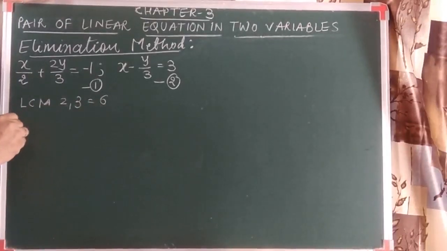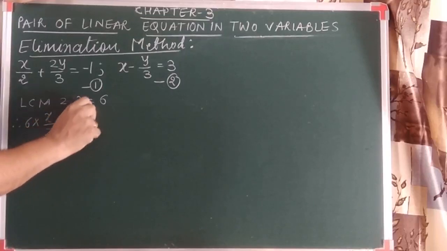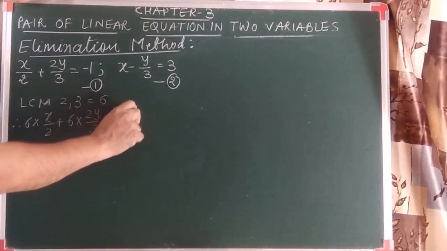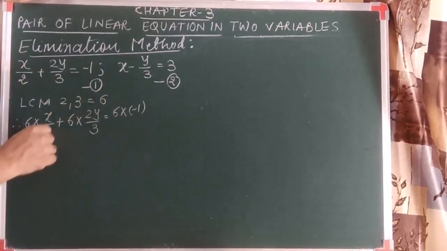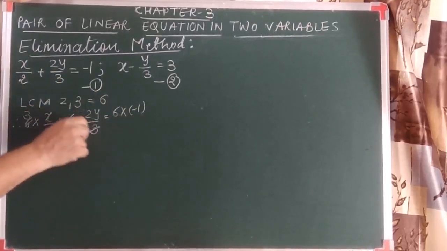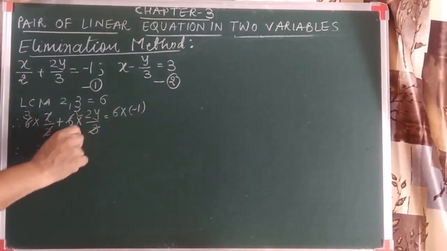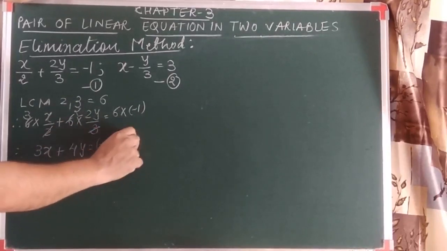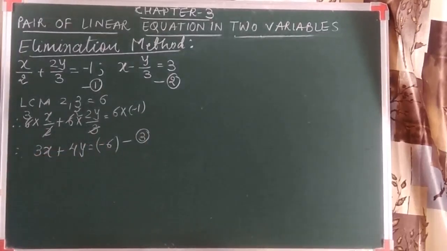What we will do here, we will multiply all the terms with 6. Wherever the fractions are there, you should remember you are supposed to multiply the LCM to all the terms of the left hand side as well as the right hand side. Now you can see it has cancelled, 2 3s are, 3 2s are. So what is it here? It is 3x, then 2 2s are 4y is equals to 6 1s are minus 6. Let us give this as equation number 3. Now we can see the coefficients are integers.